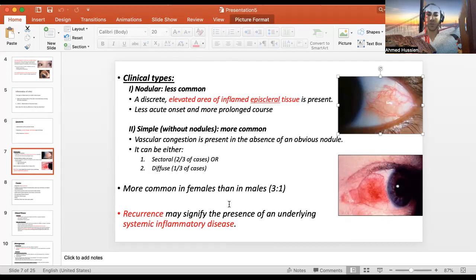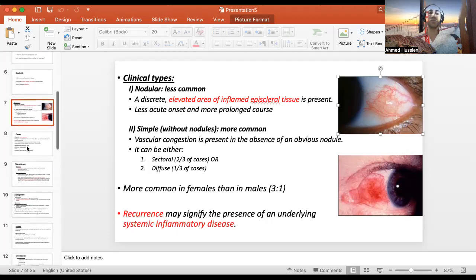It's again much more common in females, and usually there is no recurrence. But if there are recurrent episodes of episcleritis, this should alert your attention that there may be an underlying systemic inflammatory disease. This is one of the important things that you should know about episcleritis: in recurrent cases, you have to search for an underlying systemic condition.